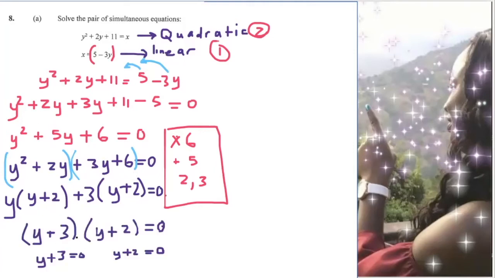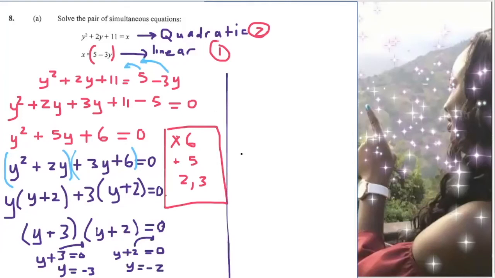So we equate each of the brackets to be equal to 0. So y plus 3 is equal to 0 and y plus 2 is equal to 0. So carrying the plus 3 over the equal sign, there's a sign change. So y is equal to negative 3. And same case here, carry the plus 2 over the equal sign. So y is equal to minus 2.